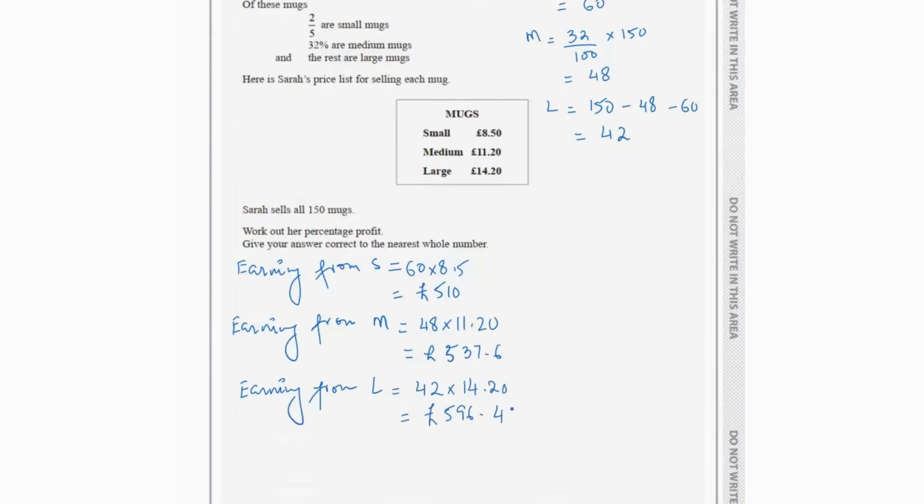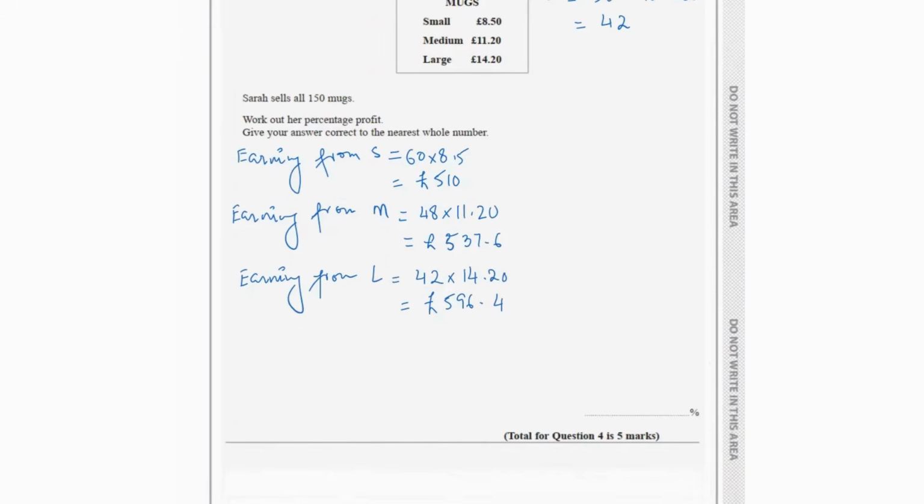596.4 pounds. Now we do total earnings. So that's the sum of all of these. That gives us 1,644 pounds. So now for percentage profit, we do selling.